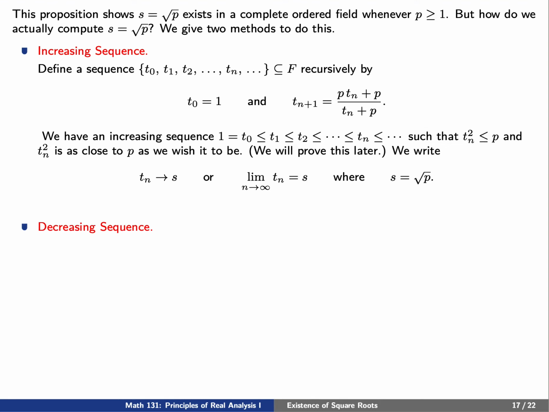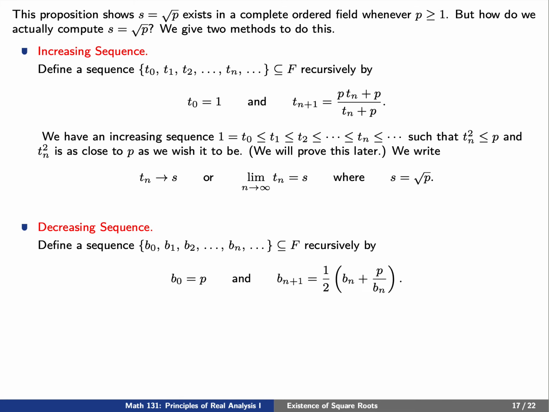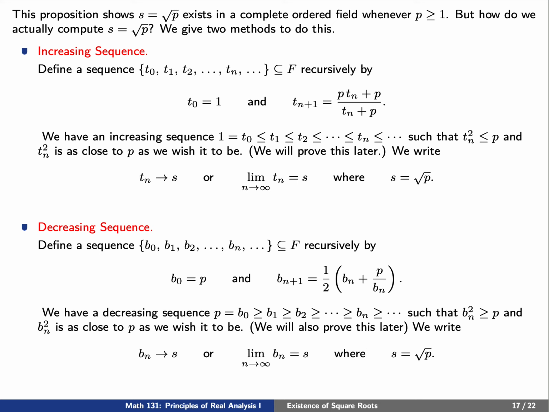Similarly, we can construct a decreasing sequence. That is, let's define a sequence b sub 0, b sub 1, and so forth recursively as follows. b sub 0 equals p, and b sub n plus 1 is 1/2 times b sub n plus p over b sub n. In this case, we have a decreasing sequence that starts at p and gets smaller and smaller, but each term b sub n satisfies b sub n squared is greater than or equal to p. And just like before, b sub n squared is as close to p as we wish it to be. Again, we'll prove this later.